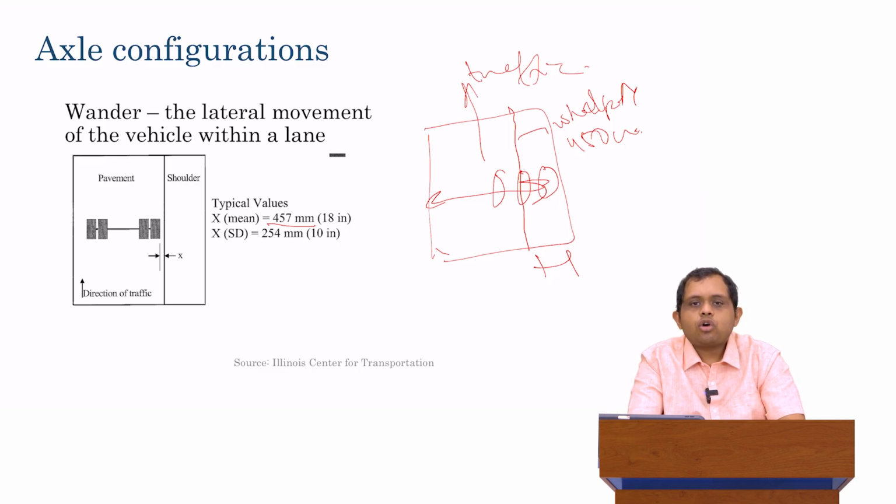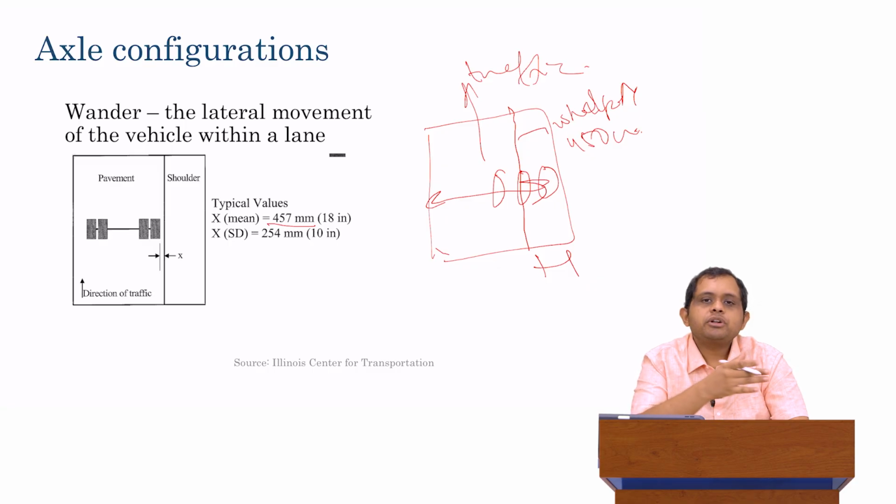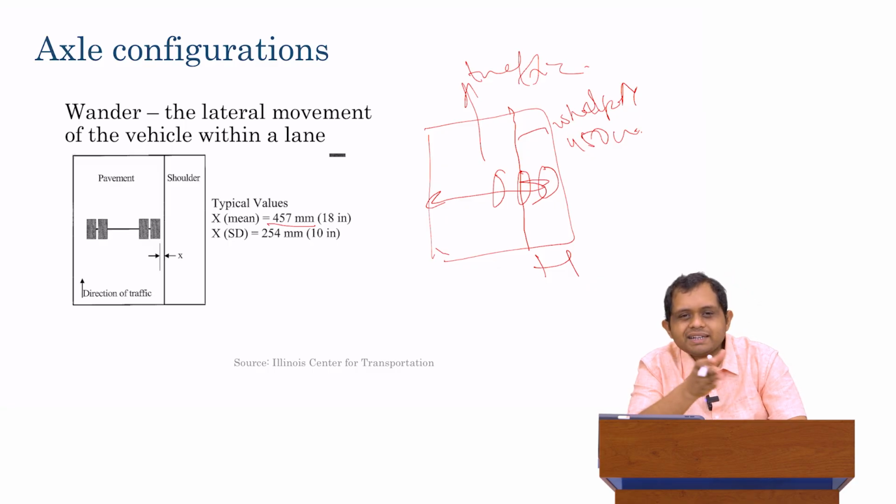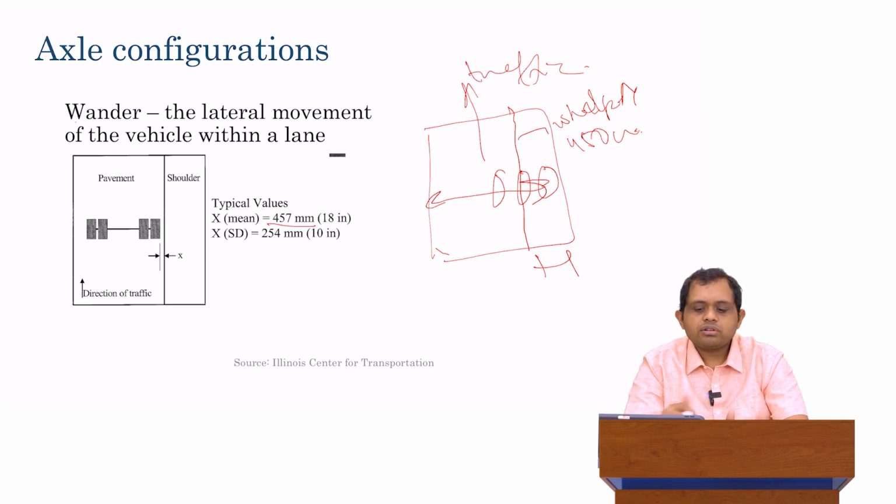But as I'm sure all of you have experienced in India certainly, but also elsewhere, people don't travel in exact straight lines. You have a little bit of motion left and right. So vehicles go a little bit left, a little bit right as they travel. That slight lateral motion is what we call wander. So wander is the lateral movement of a vehicle within a lane. So what has been found in the US is, on average, the mean wheel path, the average position of the outermost tire is around 450, 457 mm from the edge.